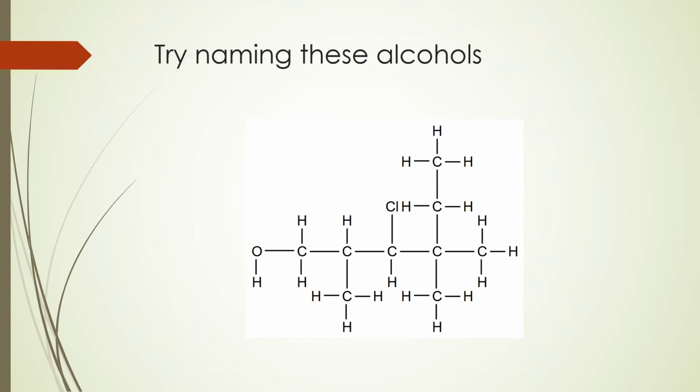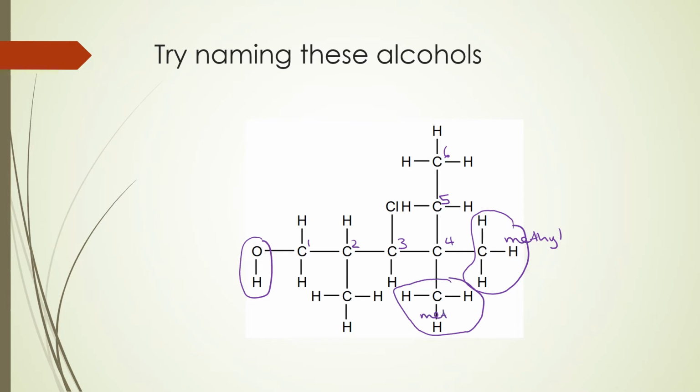Now let's try naming this one. Stop the video. So longest chain containing the alcohol group. So 1, 2, 3, 4, 5, 6. We have a branch here with 1 carbon, so it's a methyl. We have a branch here with 1 carbon, so that's a methyl. And we have a branch here with 1 carbon, so that's a methyl. We have a chloro here.